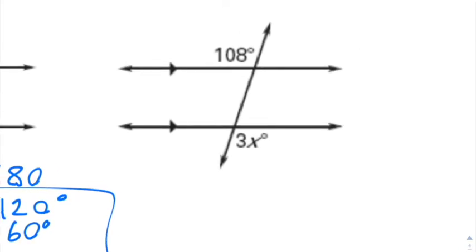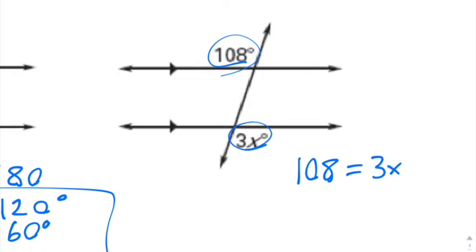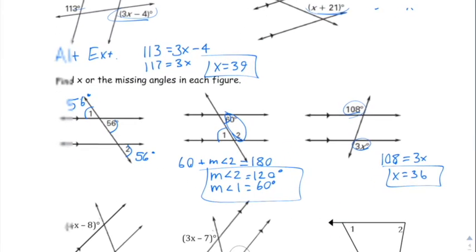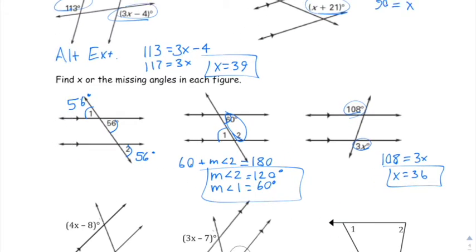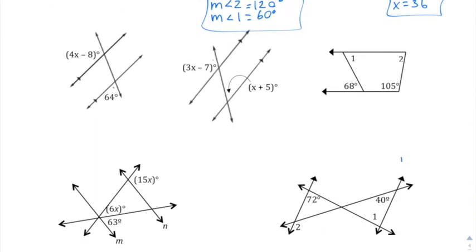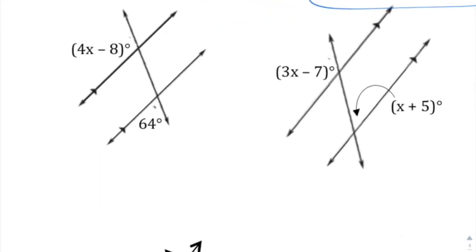Okay, let's look here. You got alternate exterior angles going on right here, and those will be congruent. So I'll set those two things equal to each other. And once you divide, you get x is equal to 36. So that one wasn't too bad. These are all kind of similar in a way.